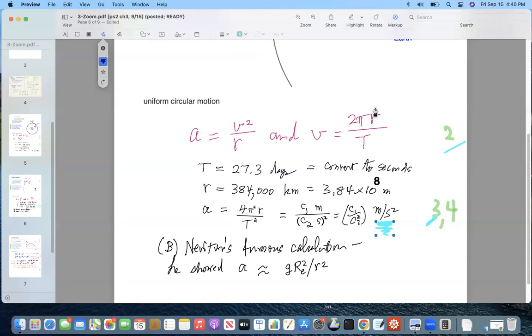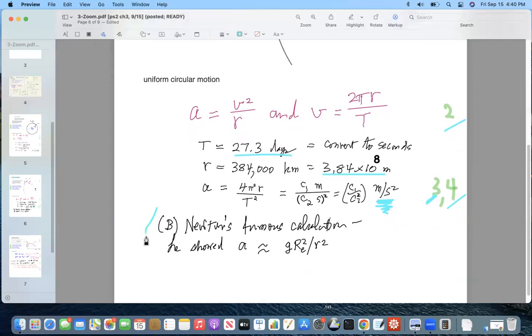No, I had that wrong. It'll be 2 pi r, where r is this number, that'll be the numerator, divided by t squared. T squared will be 27.3 days times the number of seconds in a day. So that'll be t squared. And that's where you need to pick up your calculator. So the last step in any of these Kappa homework problems is to pick up your calculator. But first you analyze the problem.